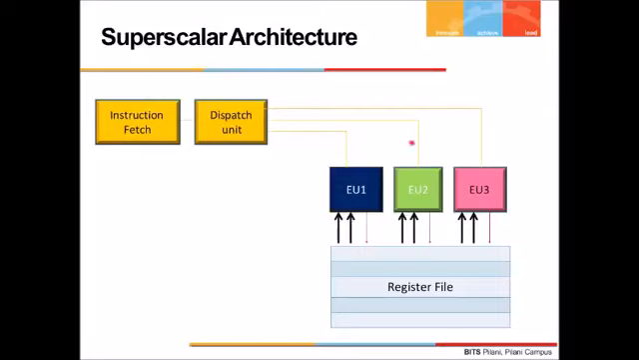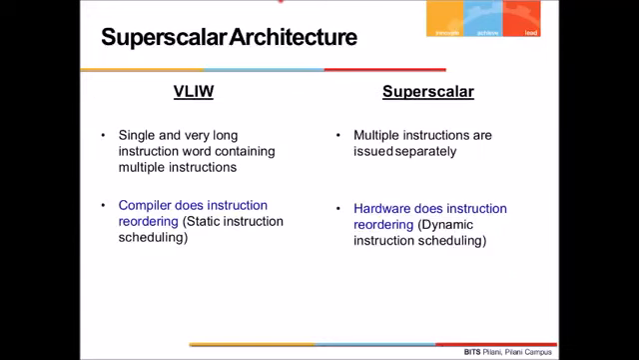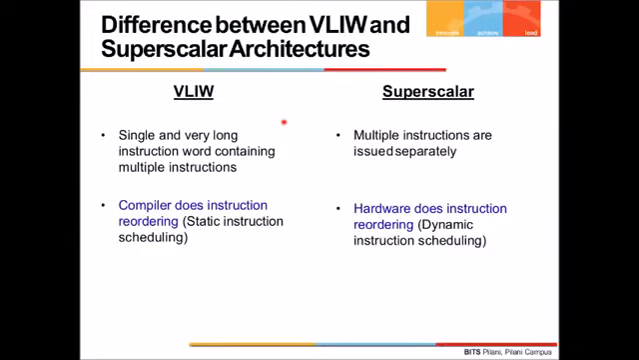So in case of superscalar architecture, what happens? The reordering of the instructions is the responsibility of the hardware, that is the dispatch unit, which can make them parallel. Whereas in case of VLIW, reordering of the instructions to exploit the parallelism is the job of the compiler. So this is the difference between VLIW and superscalar architecture.